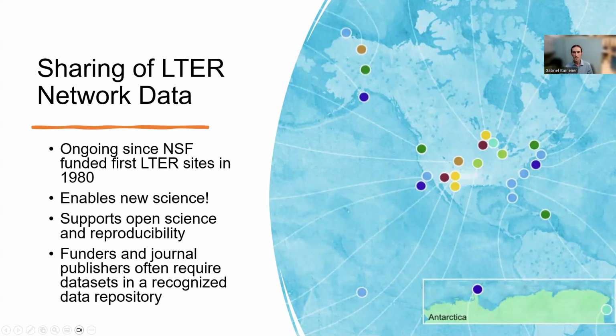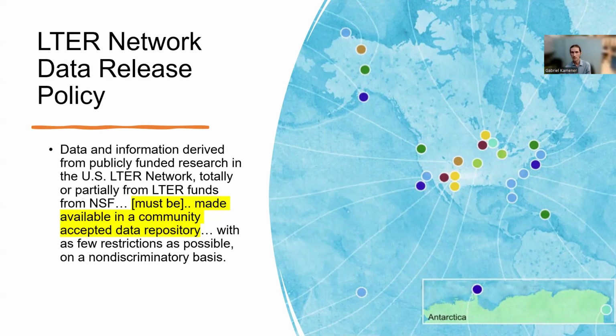So the LTER network is ongoing since 1980 and is funded by the NSF. Sharing of data across the network enables new science, supports open science and reproducibility, and funders and journal publishers often require data sets to be published in a recognized data repository. And so the FCE program adheres to the LTER network data release policy. And basically that means that data must be made available in a community accepted data repository with as few restrictions as possible on a non-discriminatory basis.